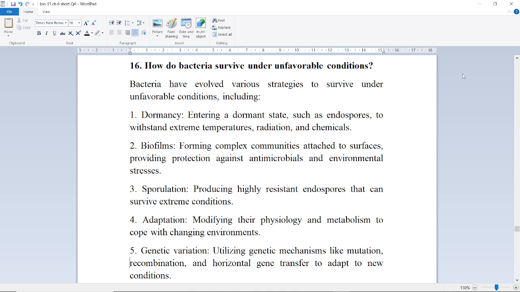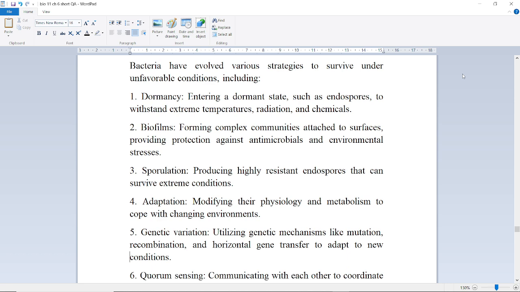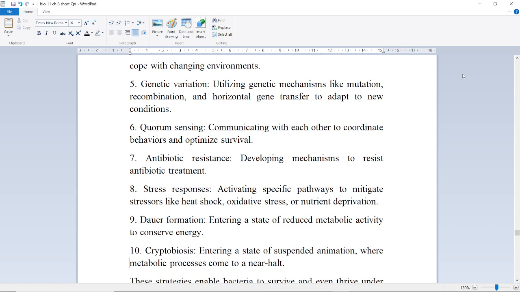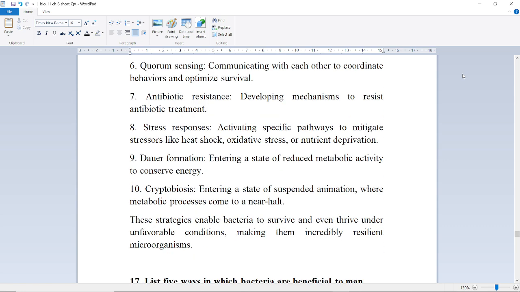Adaptation: modifying their physiology and metabolism to cope with changing environments. Genetic variation: utilizing genetic mechanisms like mutation, recombination, and horizontal gene transfer to adapt to new conditions. Quorum sensing: communicating with each other to coordinate behaviors and optimize survival.